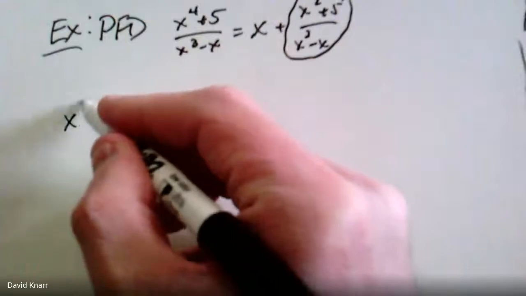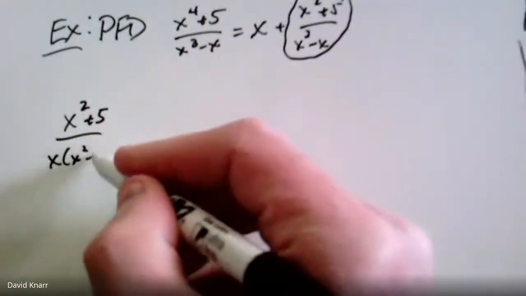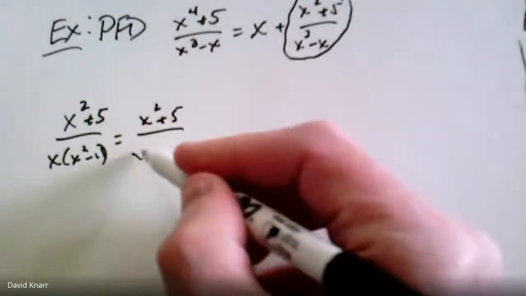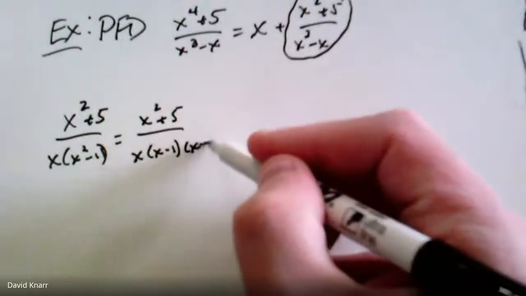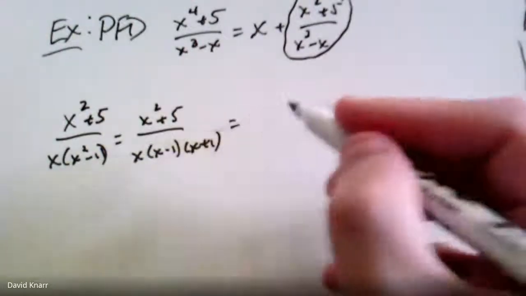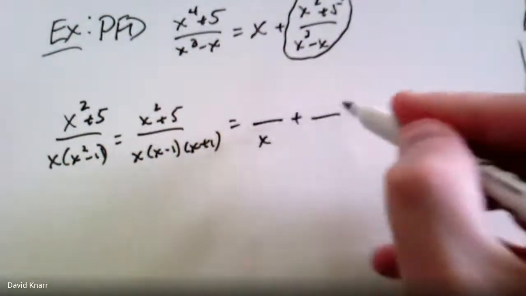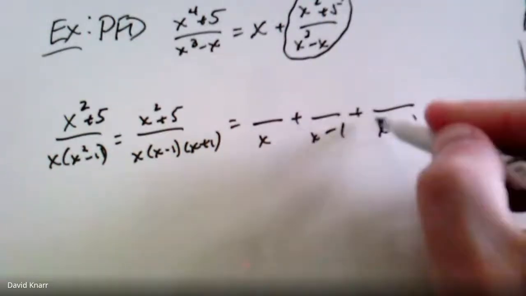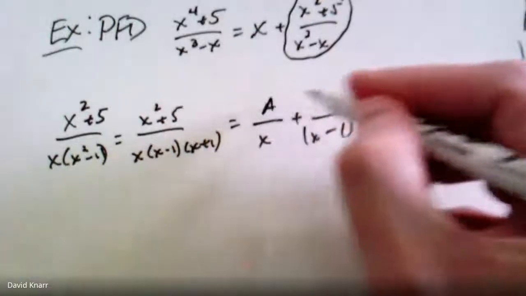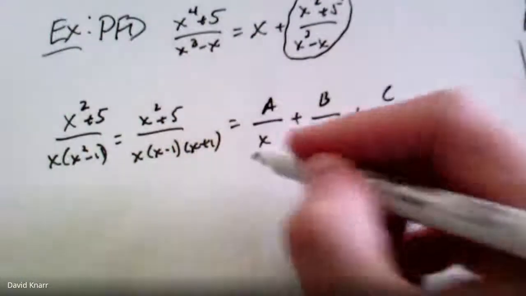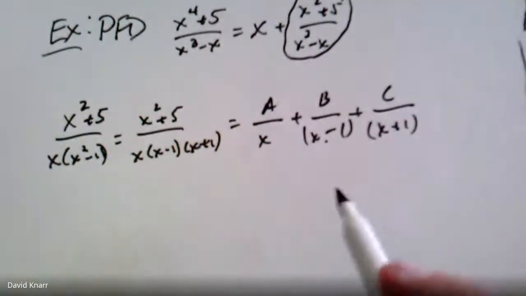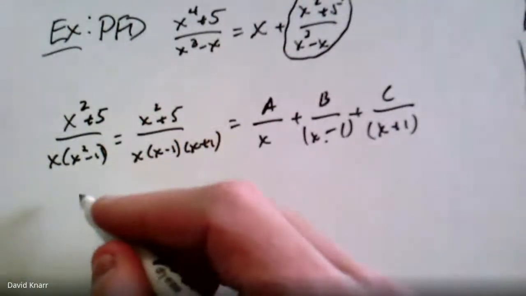So we have x squared plus 5. We're going to have to factor the denominator, take an x out, and then factor the x squared minus 1 again with difference of two squares, x minus 1 and x plus 1. And now we are ready to go. We're going to have three fractions, with x, x minus 1, and x plus 1 as the denominators. A, B, C, they're all linear terms, so we have A, B, and C on the top. We're going to go find a common denominator again.